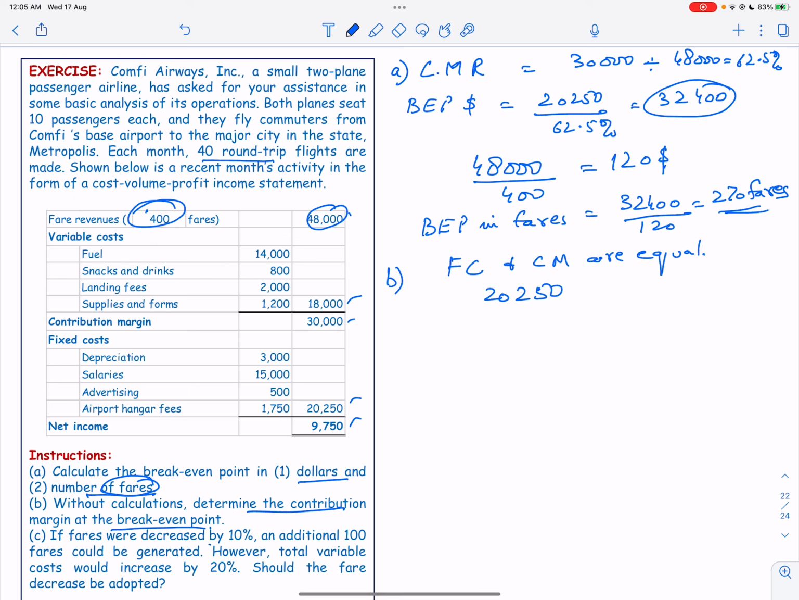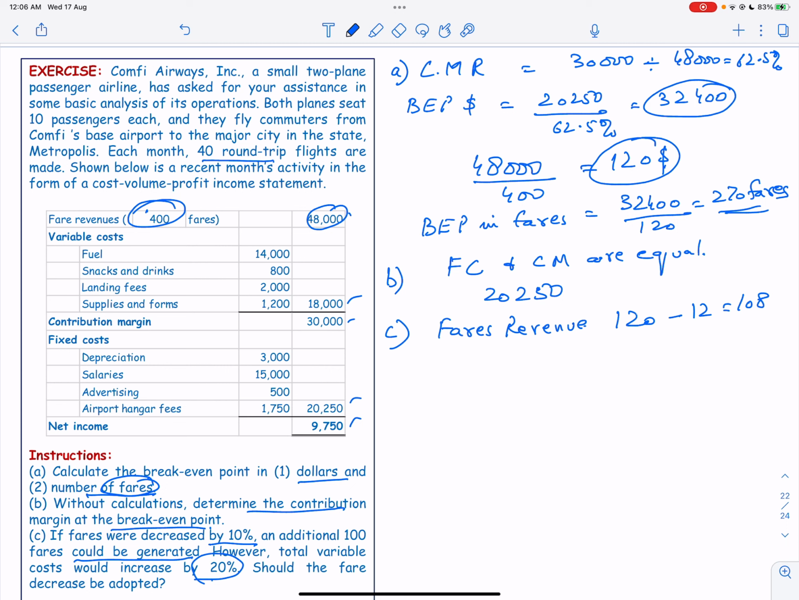Next, if the fares were decreased by 10%, an additional 100 fares could be generated. However, total variable cost would increase by 20%. So first of all, let us look into part C. So first of all, look into the fares revenue. Now the fares revenue will be 120, we have already calculated, and this will reduce by 10%, so minus 12, that is equal to 108.